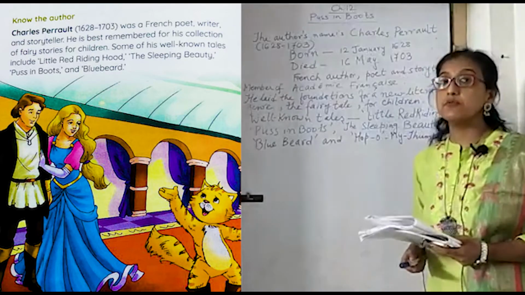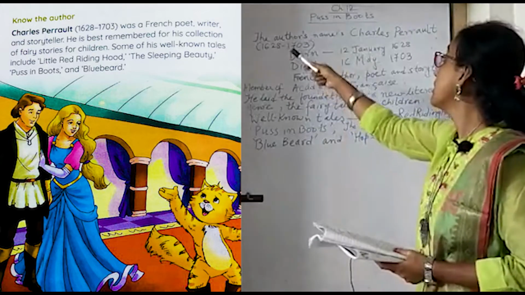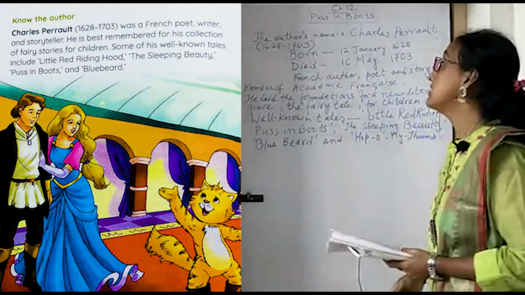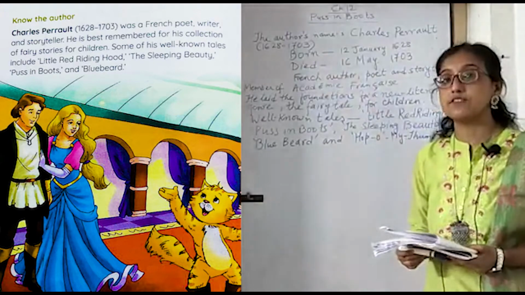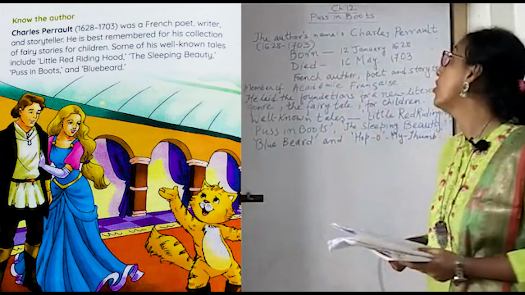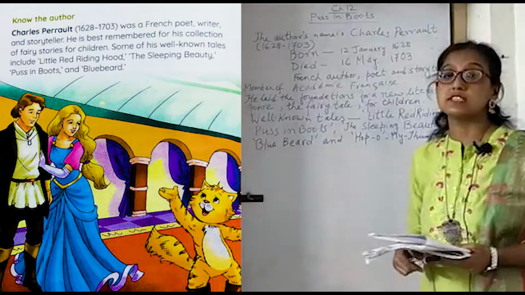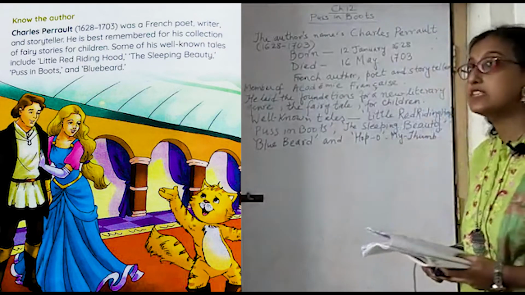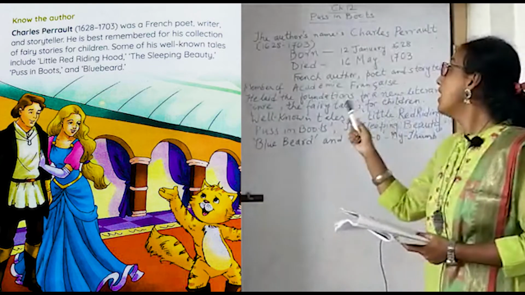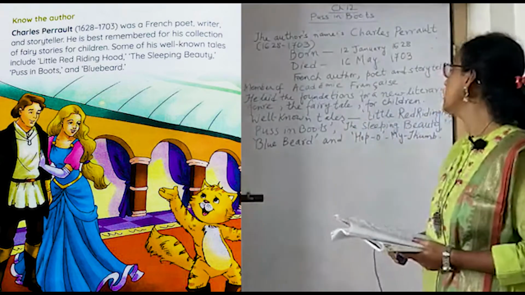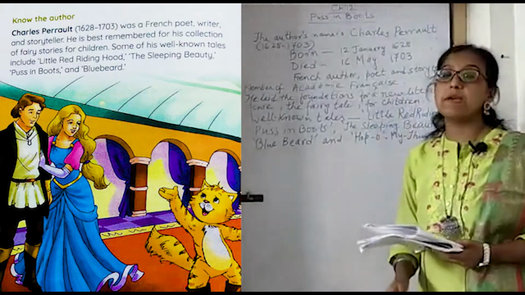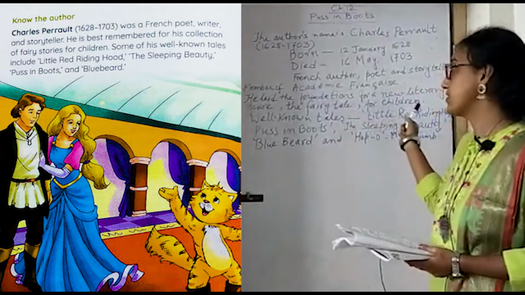So, Puss in Boots, the author's name is Charles Perrault, 1628 to 1703. He was born on 12th January 1628 and died on 16th May 1703. He was a French author, poet and storyteller. He was a member of Académie Française.